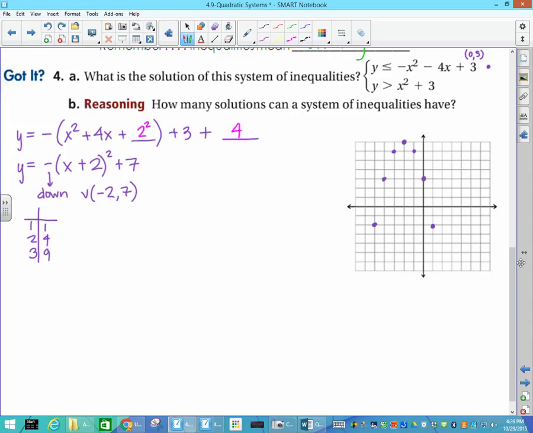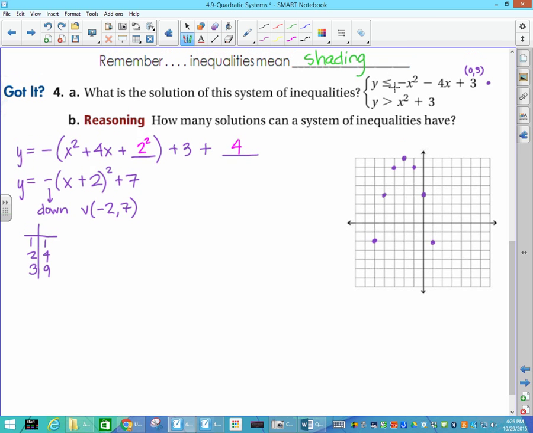Now to graph that, remember we also have to think about whether or not our line is going to be solid or dotted. And y'all are really good, so you know that if it's equal to, it's going to be solid. So I'm going to graph my parabola.